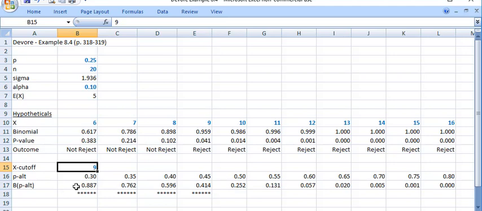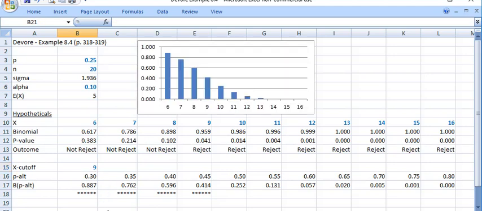So beta decreases as I see my way down. The farther I get from my mean, the lower my beta risk is as I go. So for instance, here's a graph of some of this data associated with that cutoff of 9. You can see the beta risk associated with 9, which is at 0.3. At 0.3, I have a significant beta risk of 88%. As I go to 35%, it falls to 76.2.